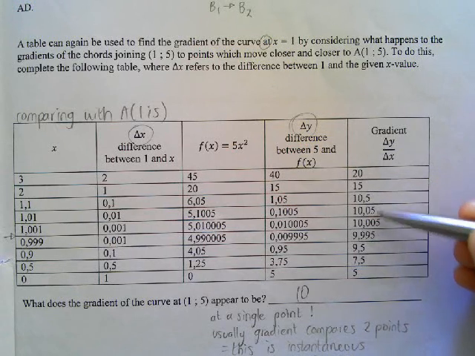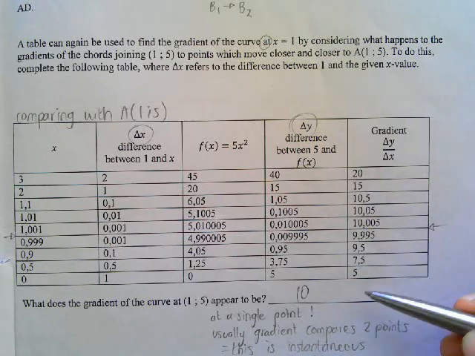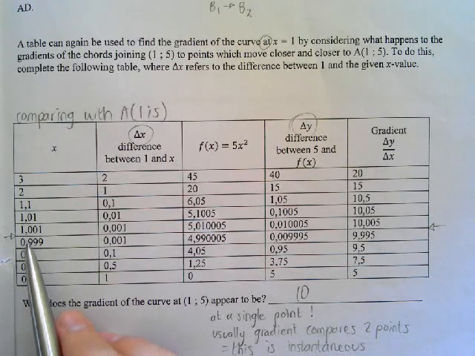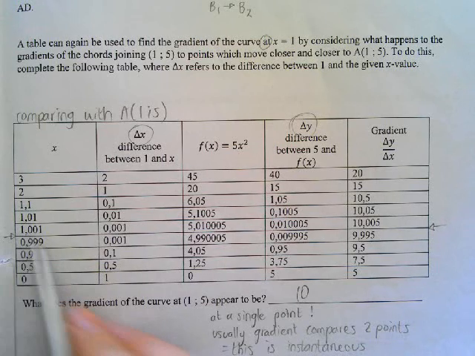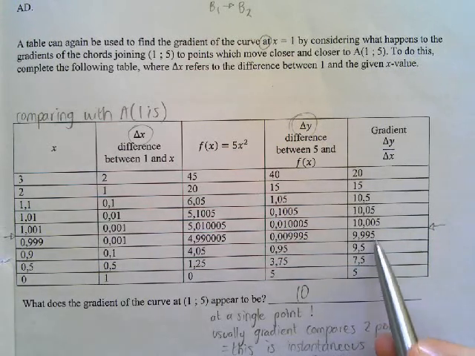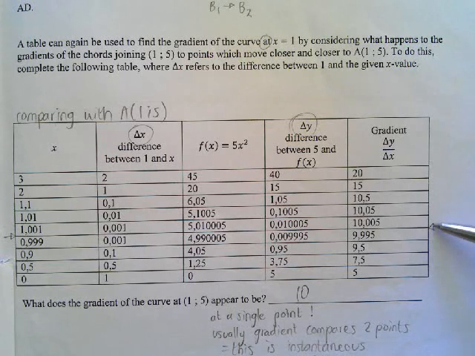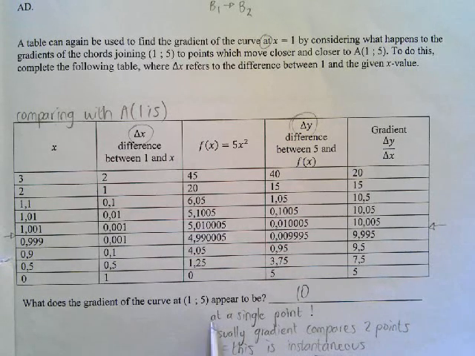You'll see that our gradient is heading towards what? Likewise, when we compared with x values from 0 to 0.5 to 0.9 to 0.999 heading towards 1, what was the gradient heading towards? You'll see here, what does the gradient of the curve at (1, 5) appear to be? It's 10. There we go. But we don't usually speak of a gradient at a point. That would then be the gradient of the tangent at the point. So hopefully that little discussion assists you with that table.